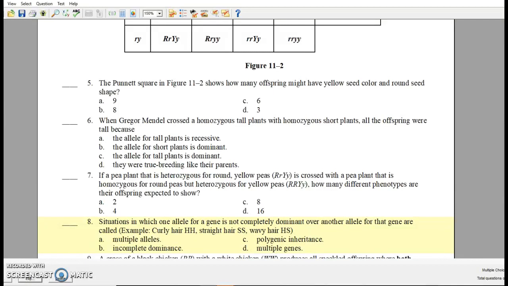A situation in which one allele for a gene is not completely dominant over the other allele for that gene is called what? We looked at this with curly hair and straight hair. If you got one allele of each, the curly hair did not take over completely. It showed an intermediate form, or a blend, of wavy hair. This is called B, incomplete dominance.